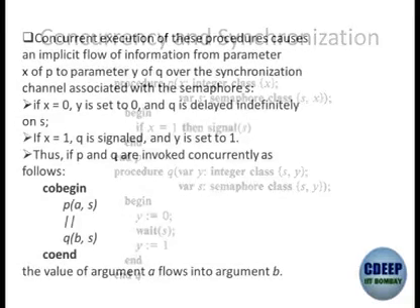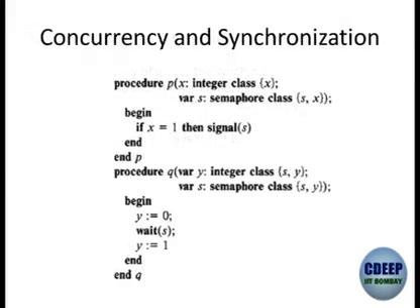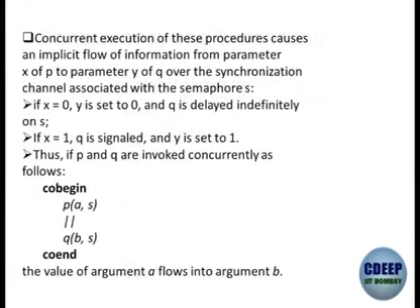Now if you look, the concurrent execution of these procedures causes an implicit flow of information from parameter x of the procedure P to parameter y of Q over the synchronization channel associated with the semaphore S. For example, even though I didn't mention y as a function here, this semaphore passes the value of x implicitly to the variable y. That is the flow of information. You have to keep track of it if you want to see that the program is secure.